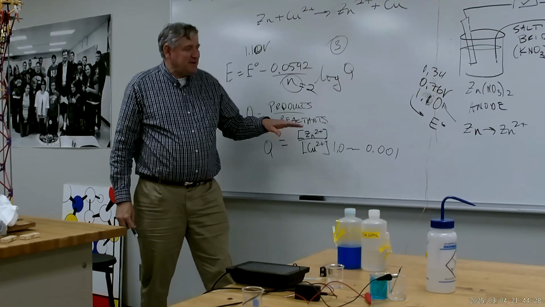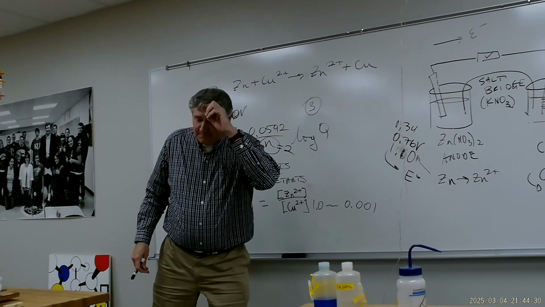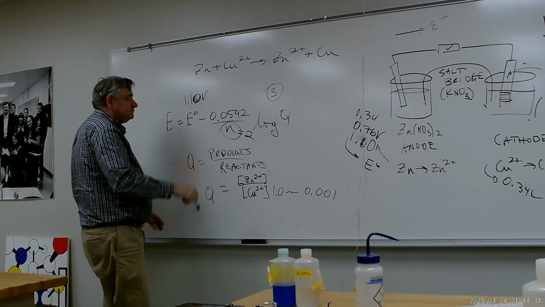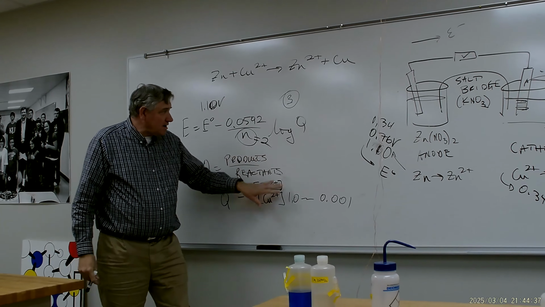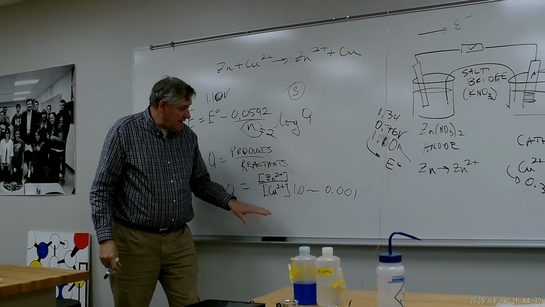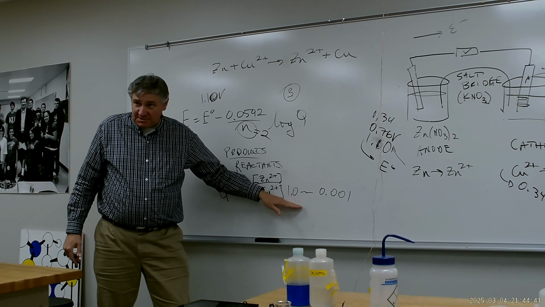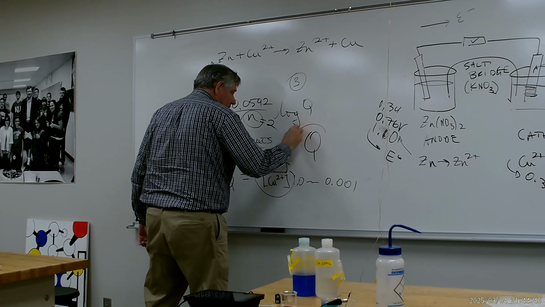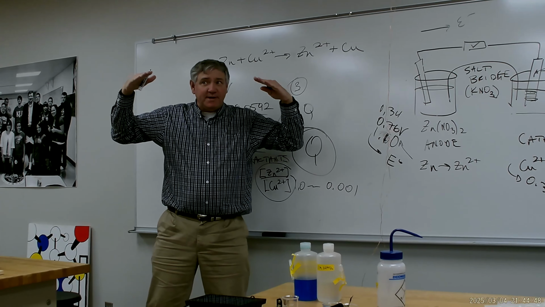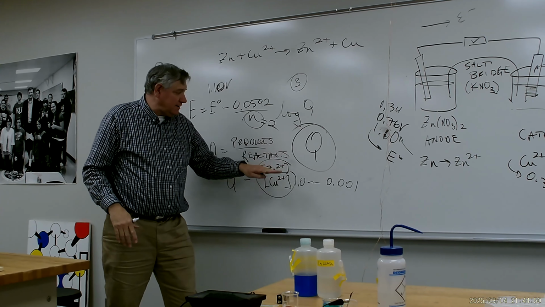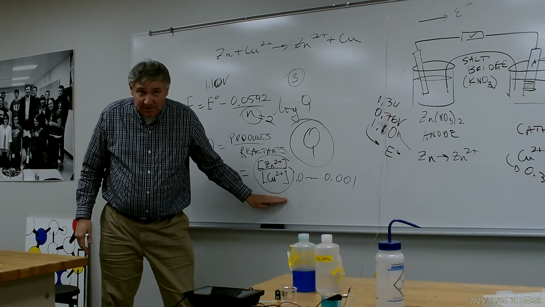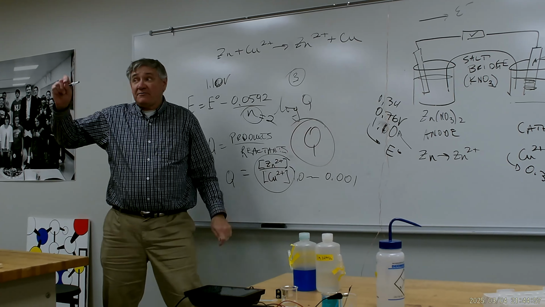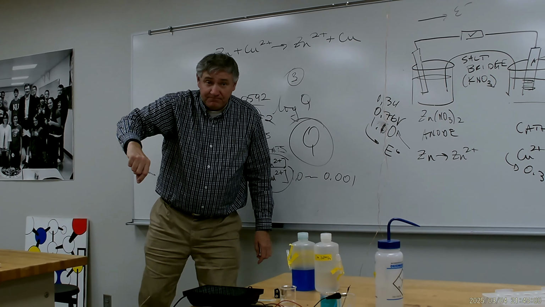Now, here's what's important. I'm going to have E naught, which is 1.10. The log, when I'm taking the log of Q, and I'm taking 1 and dividing it by 0.001. So this is going to be a really big number. Q is going to get really, really big because I'm taking 1 and dividing it by 0.001. Which means I'm only taking the log of a big number. Log of a big number is a positive number, right?